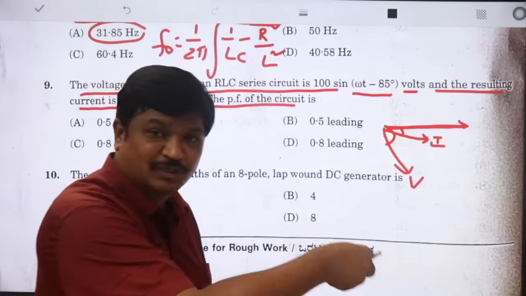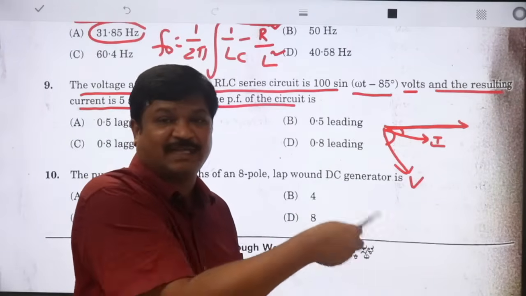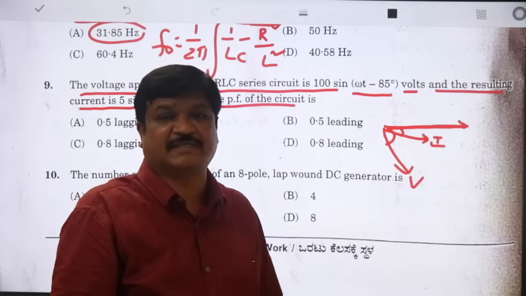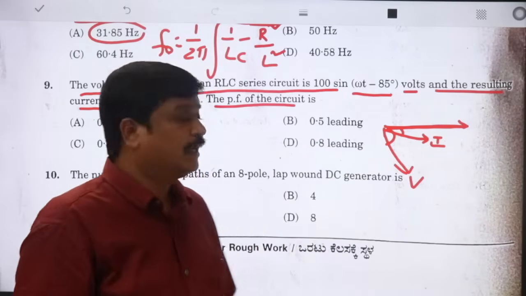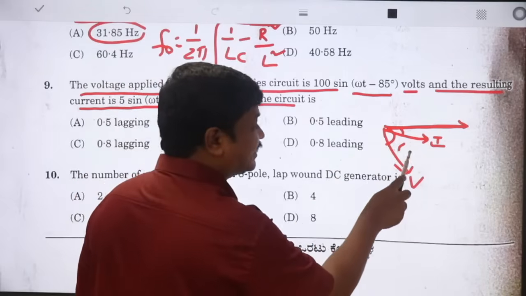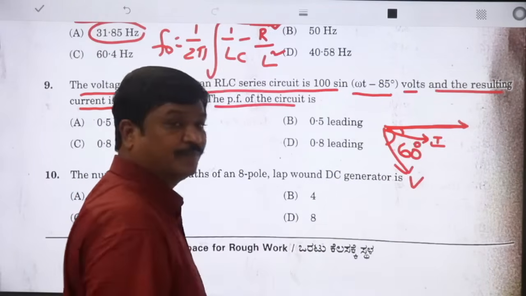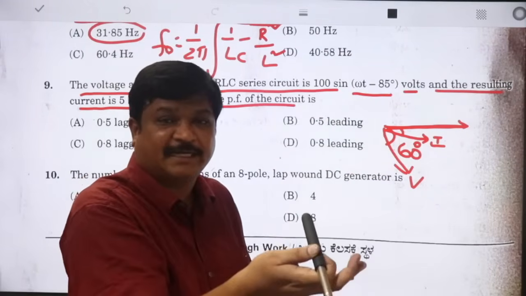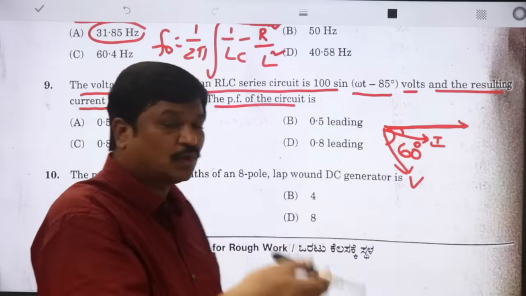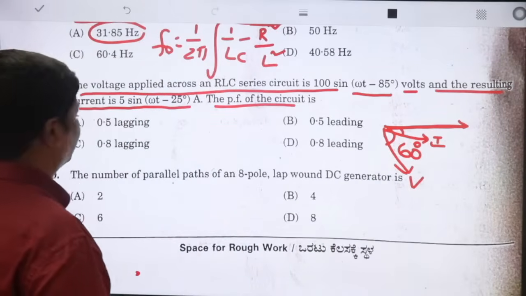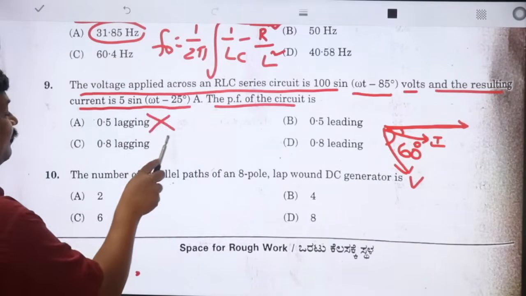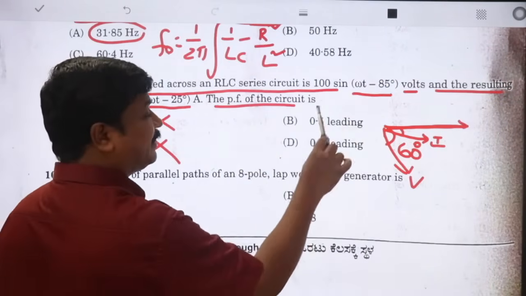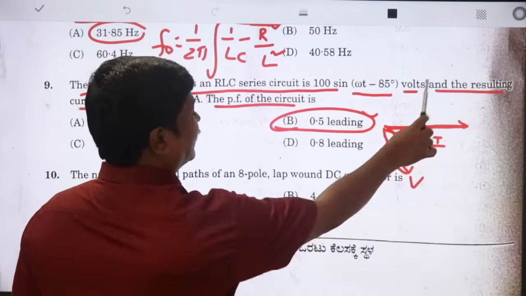Even in the JLM question also, the same question is given. Even two days back we explained how to calculate the power factor for this type of model. Angle between V and I is 60 degrees. Who is first? Current is first or voltage is first? Current is first, so that is leading. So cos 60 leading. Cos 60 means how much? These two options are wrong because the lagging answer is there. Only these two we have to decide. Cos 60 means 0.5. 0.5 leading is the right answer.